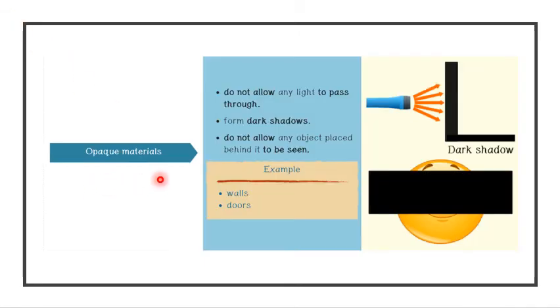For opaque materials, they do not allow any light to pass through and form dark shadows. Number 3, they do not allow any object placed behind it to be seen. Remember, they do not allow any light and form dark shadows. Example, walls and doors.